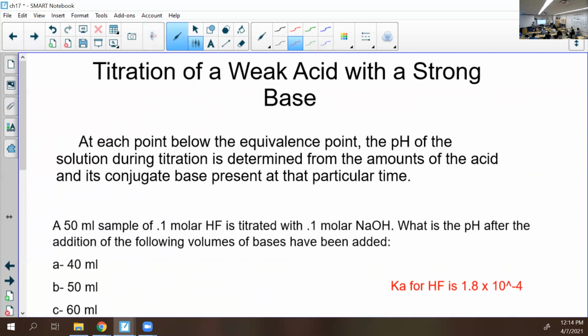So at each point below the equivalence point, the pH of the solution during titration is determined from the amounts of the acid and its conjugate base present in the particular time.